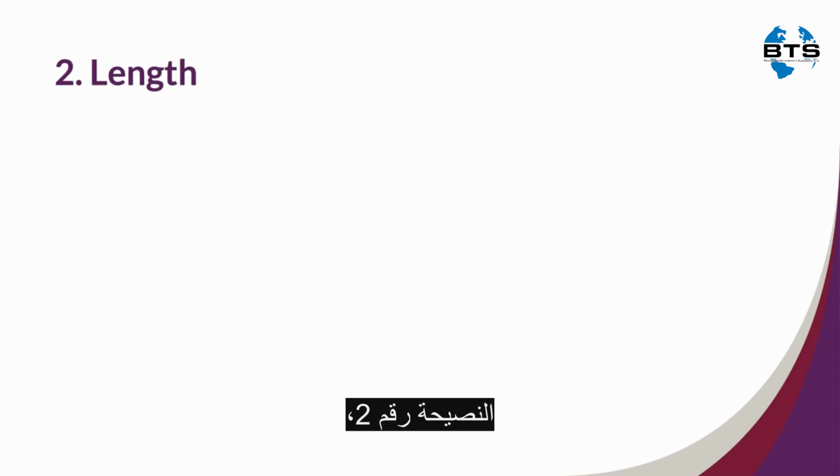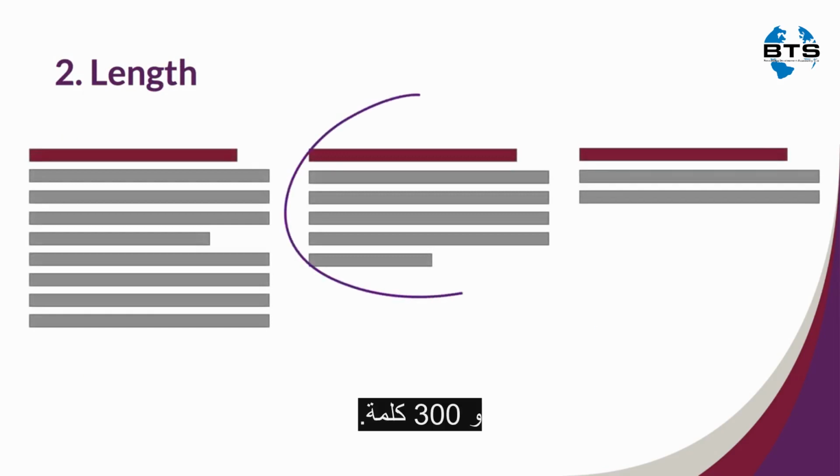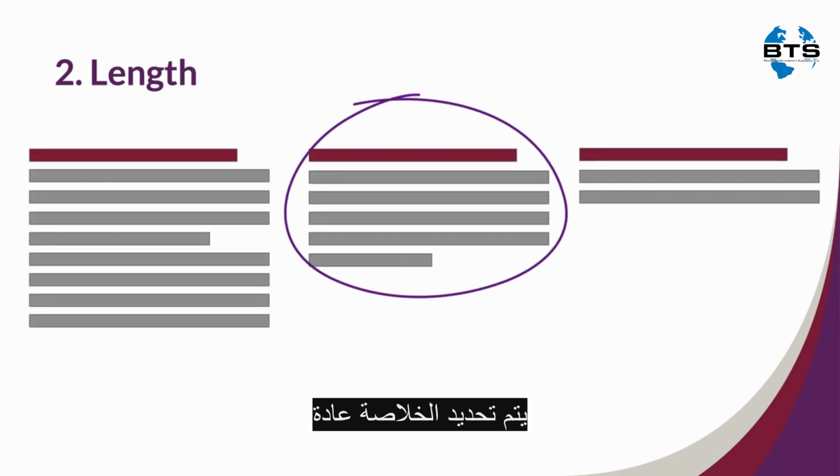Abstract tip number 2, length. Most abstracts are between 100 and 300 words long, give or take. Normally, abstract length will be defined in the call for proposals or in the author instructions online. Make sure to stay within these requirements.